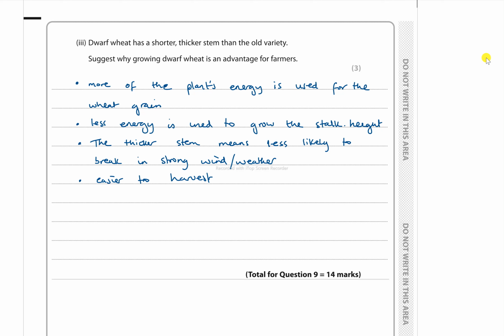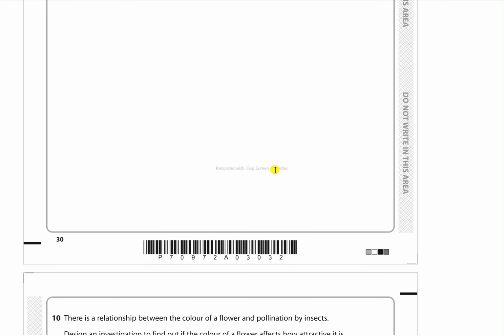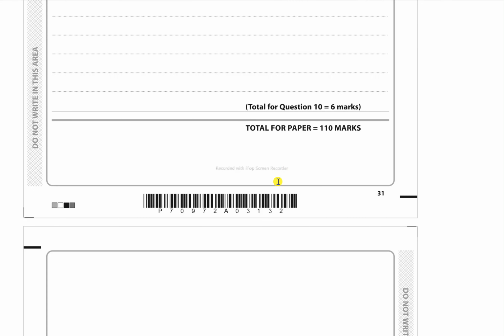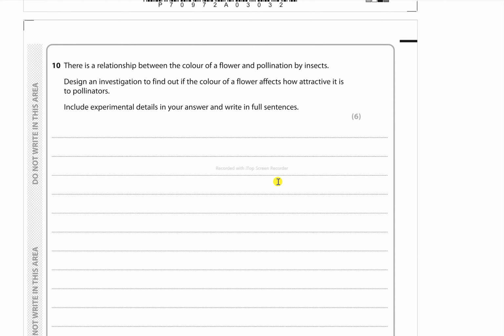Right, they've also said it gives a higher yield. That's why you grow it, don't you? Okay, no, that's enough for that. Right, this is a comms question. I think that's normally the last question. We'll do that separately. Okay.